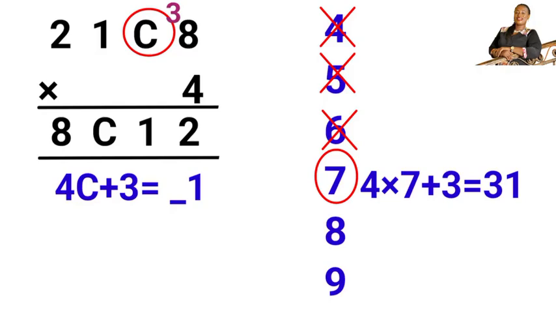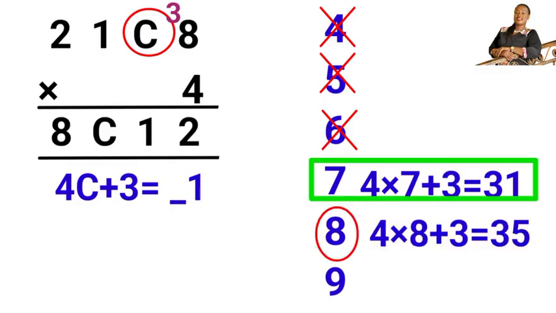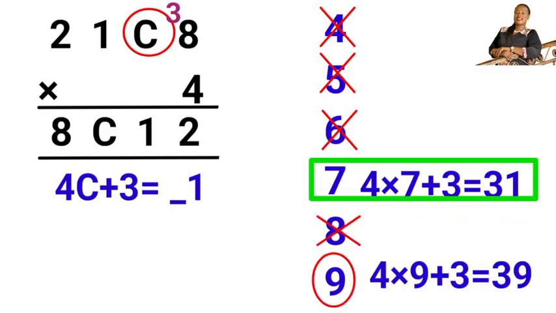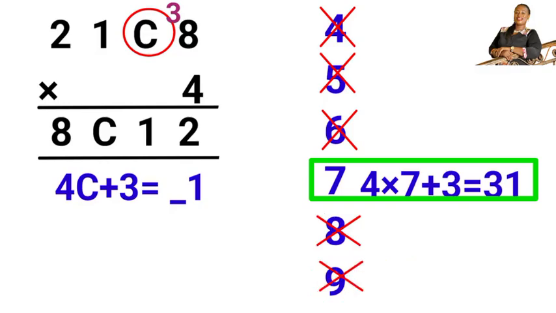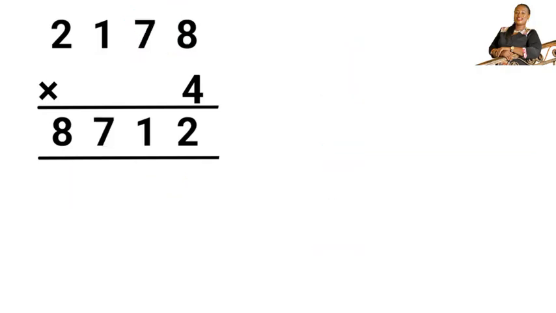So let us keep that aside and check for others. 4 times 8 plus 3 will give us 35. No, this won't work. 4 times 9 plus 3 equals 39. No, this will not work. So 7 is the only one that works. So our C is 7. Finally, we have finished solving this puzzle.